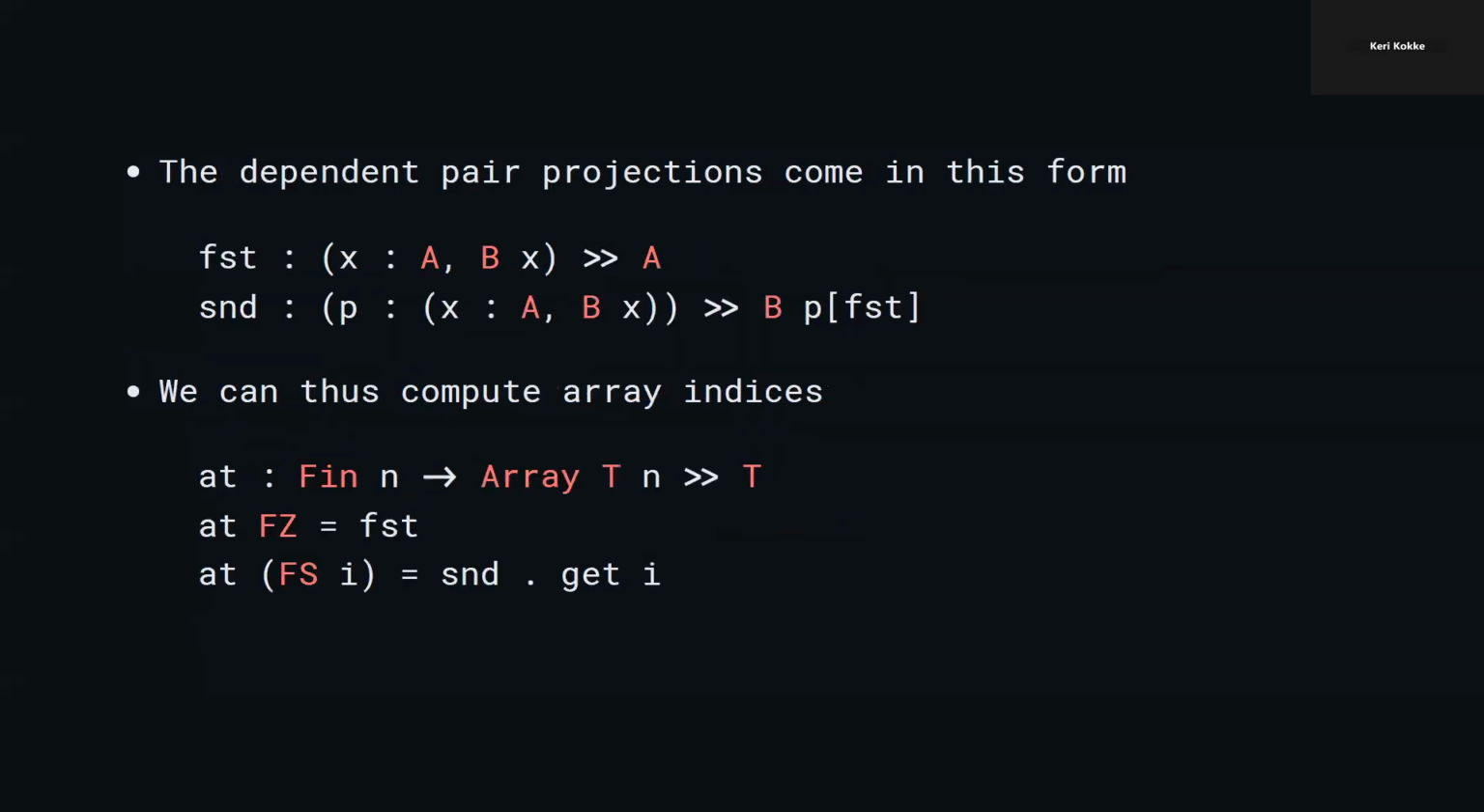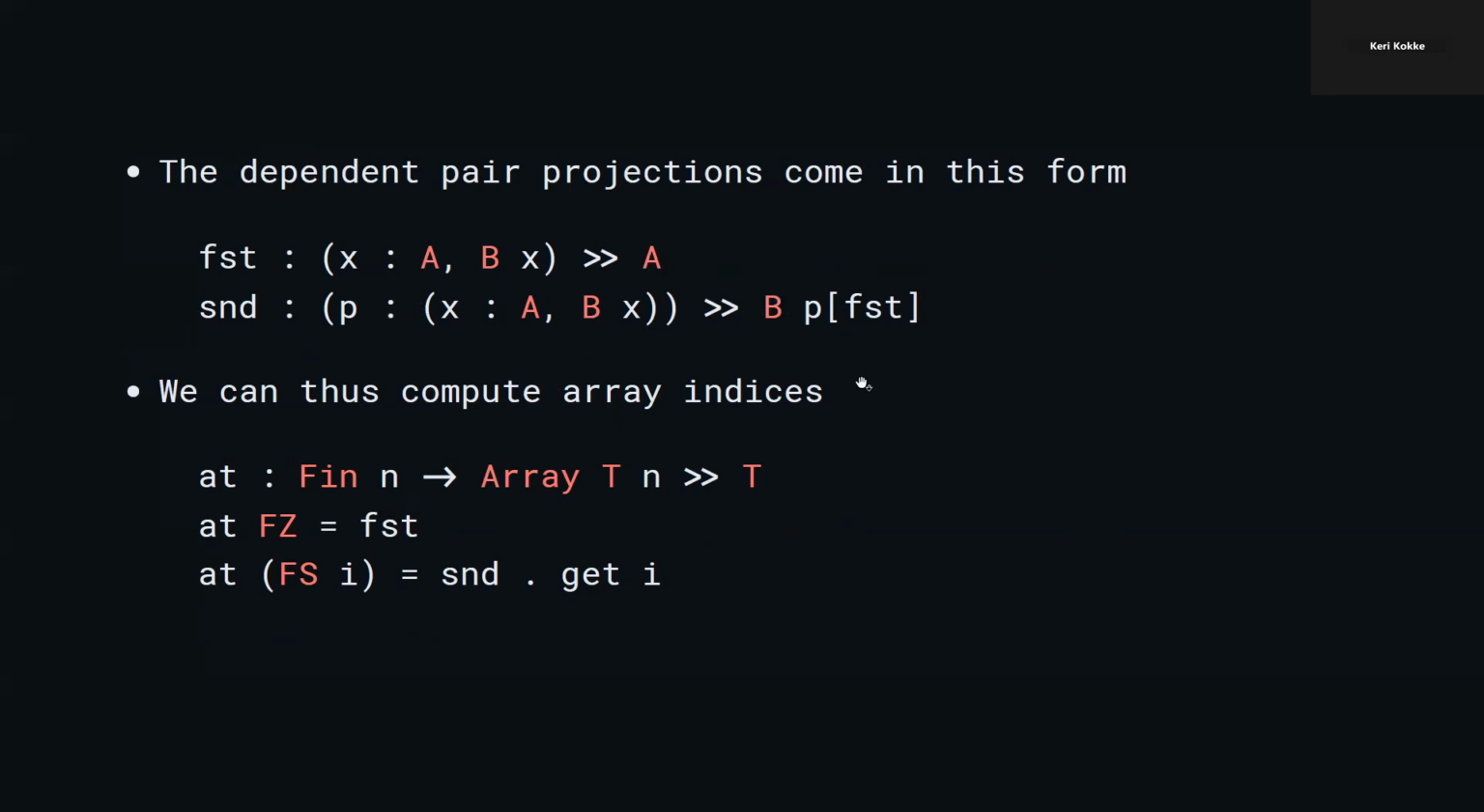So for example, the projections for the runtime size dependent pair would come with this indexing type, right? If we have a dependent pair like this, then we can project out the first thing, and that's just an integer offset. In fact, it's just 0. And then we can also project out the second thing, and that's also an integer offset.